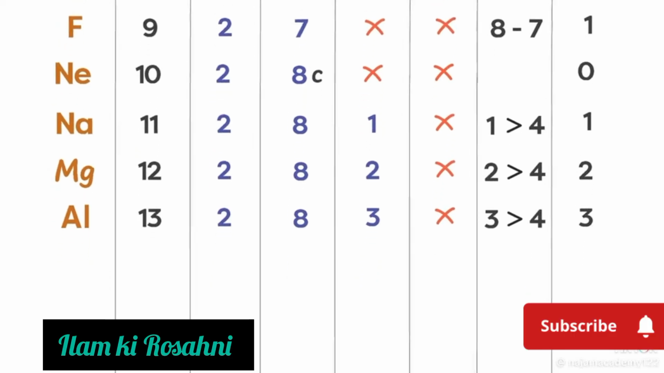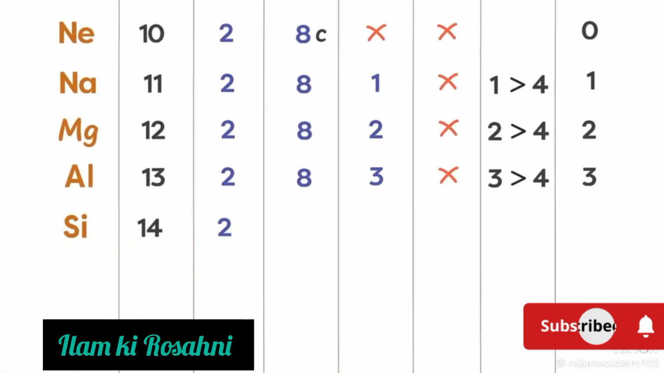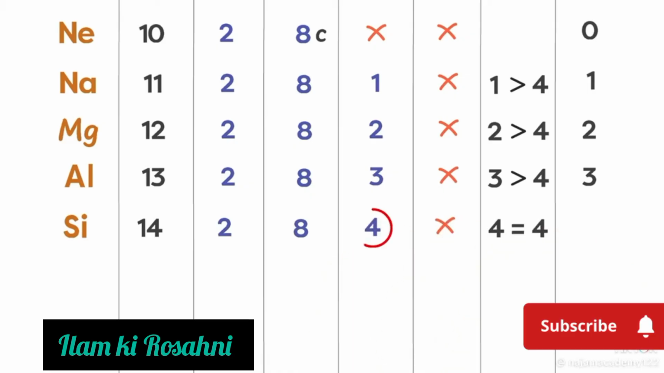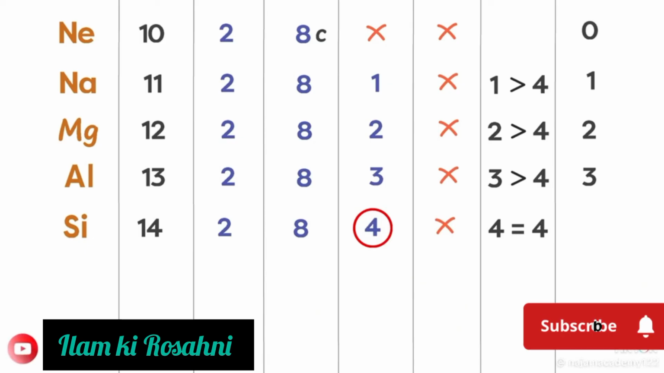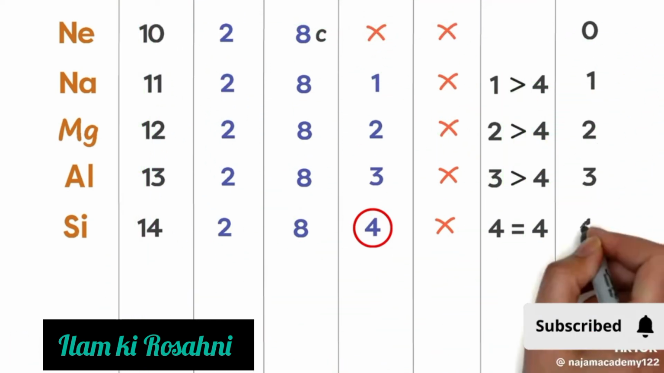The 14th element is silicon. There are 2 electrons in K shell, 8 electrons in L shell and 4 electrons in M shell. 4 is equal to 4, so silicon needs 4 more electrons in M shell to complete 8 electrons and attain stability. Thus the valency of silicon is 4.